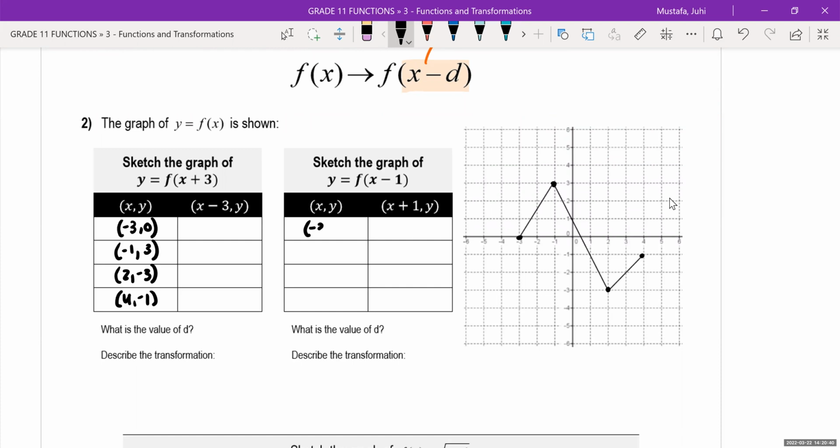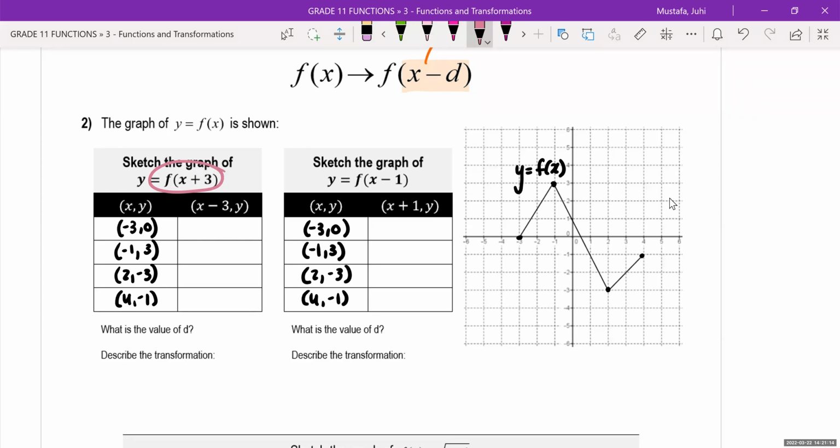And I'm just going to write it down here as well, because I know I'm going to need it again. For the first graph, let's label this y is equal to f of x. Now we're ready to start. So for the first question, it's asking you for what is f of x plus 3?